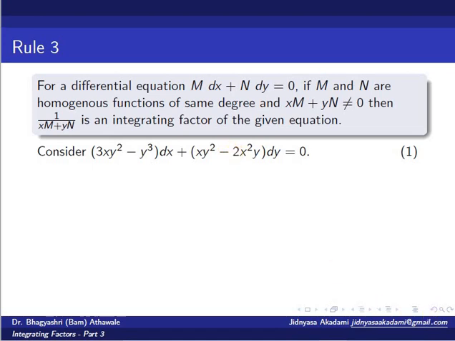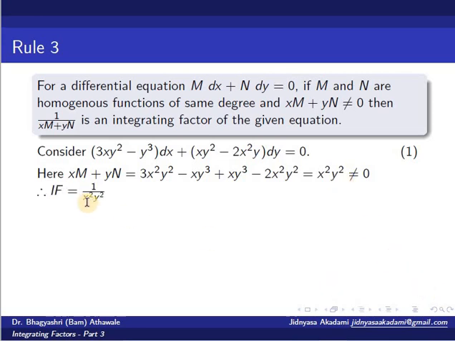So let us calculate xM plus yN. So xM means 3x square y square minus xy cube, plus yN, xy cube, because we are going to multiply this complete term with y, minus 2x square y square. Then this minus xy cube will get cancelled with this xy cube and the remaining term is x square y square. So my integrating factor is 1 upon x square y square.